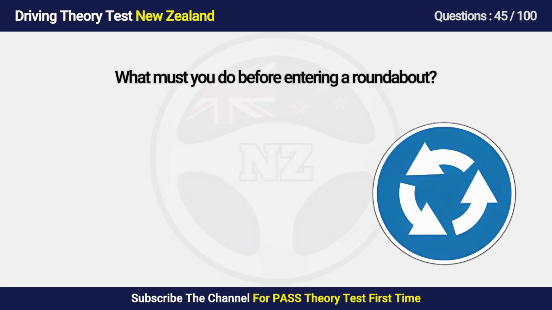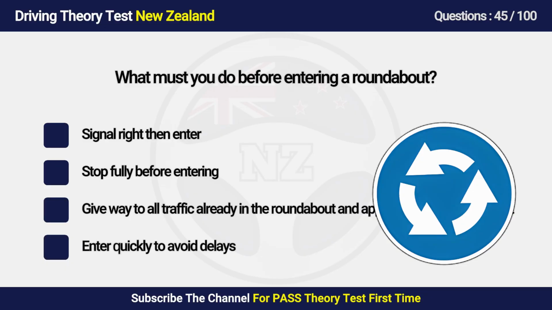Question 45. What must you do before entering a roundabout? A. Signal right then enter. B. Stop fully before entering. C. Give way to all traffic already in the roundabout and approaching from your right. D. Enter quickly to avoid delays.